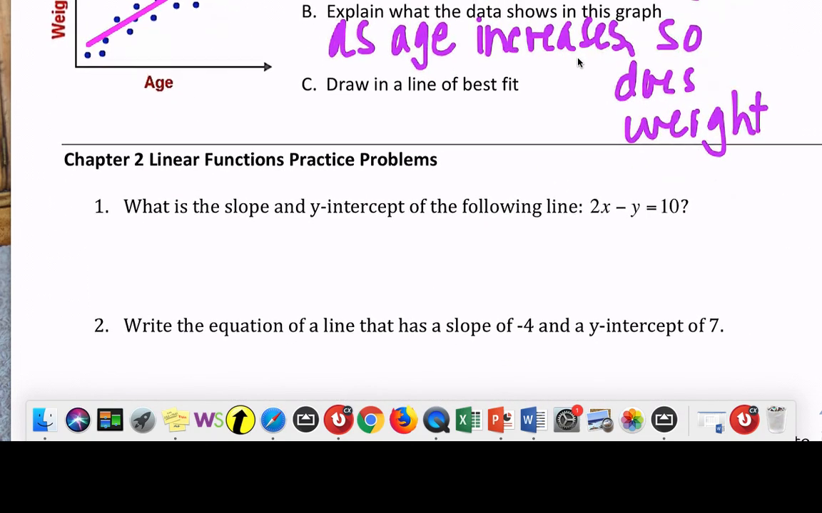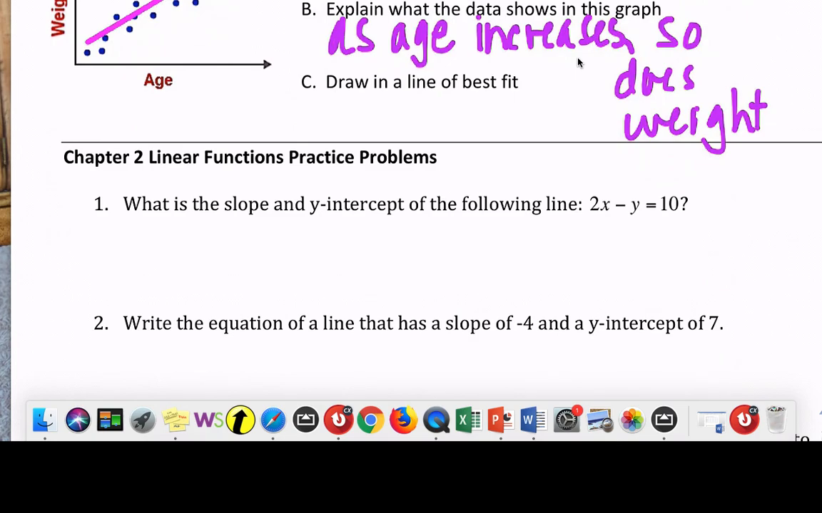All right, again, you have several practice problems to try, and you can refer to Schoology if you want to see the answers. And you can add these to your note sheet if you would like them on your note sheet.